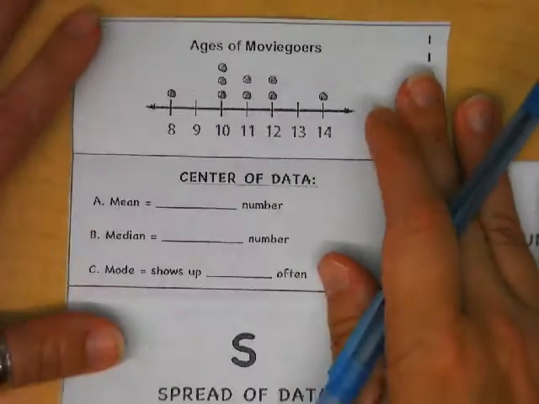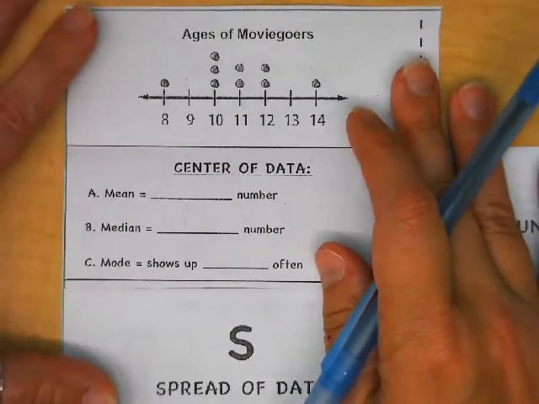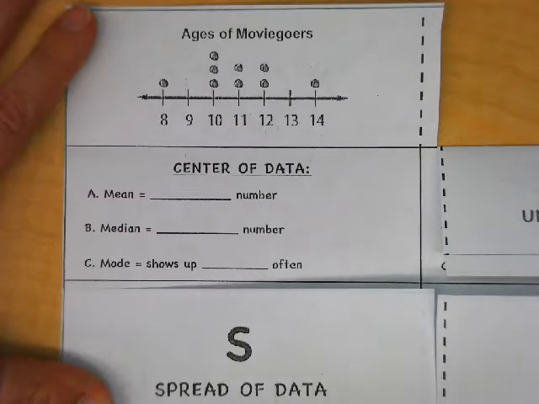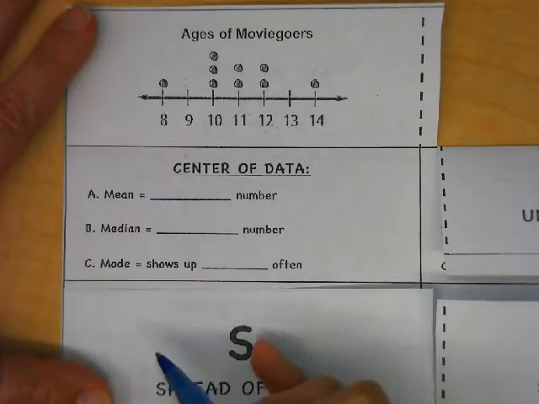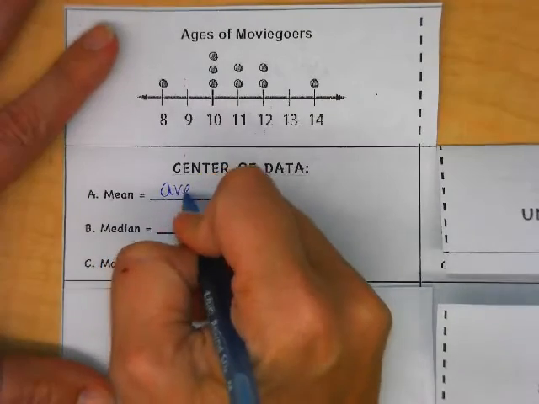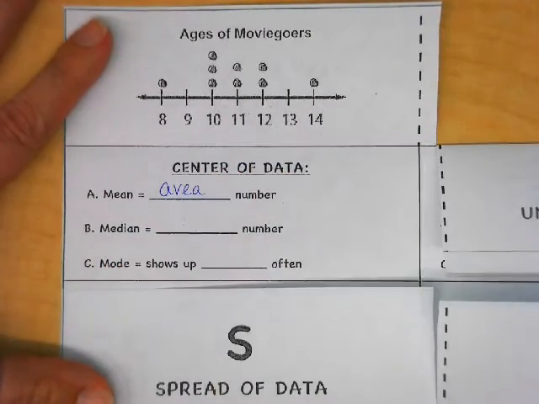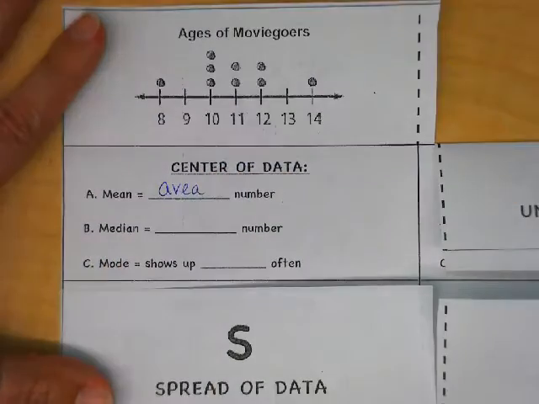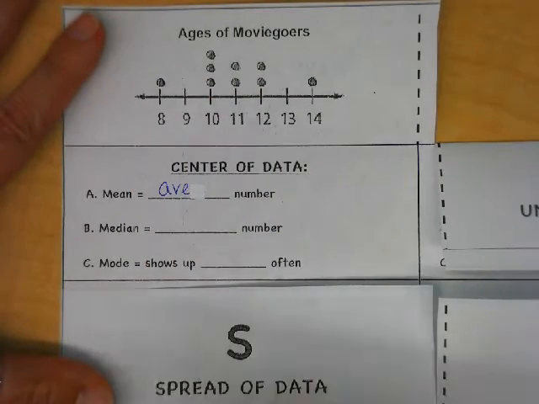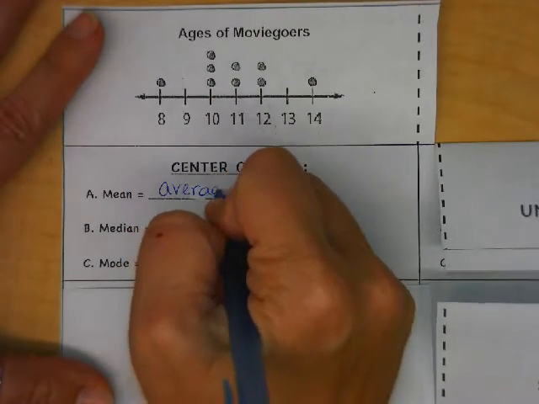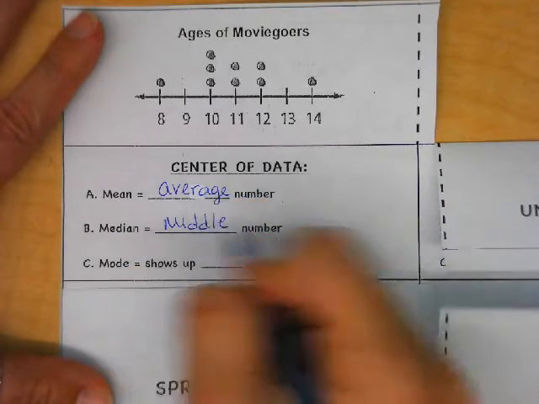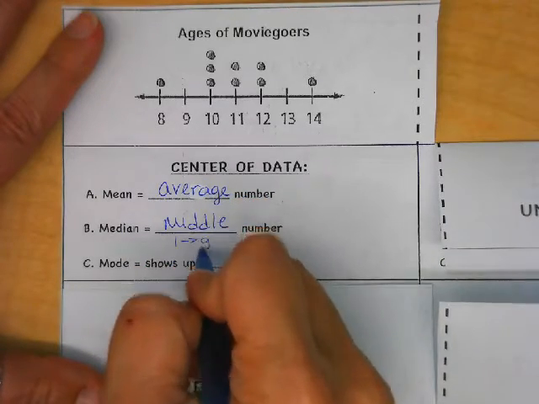So when you open your foldy, we can see we have a dot plot here. We've talked about all things with a dot plot. We have the mean that we can find from a dot plot. This is the average. The median is going to be the middle number after they have been put in order, right? Some of you were struggling with that, so least to greatest.